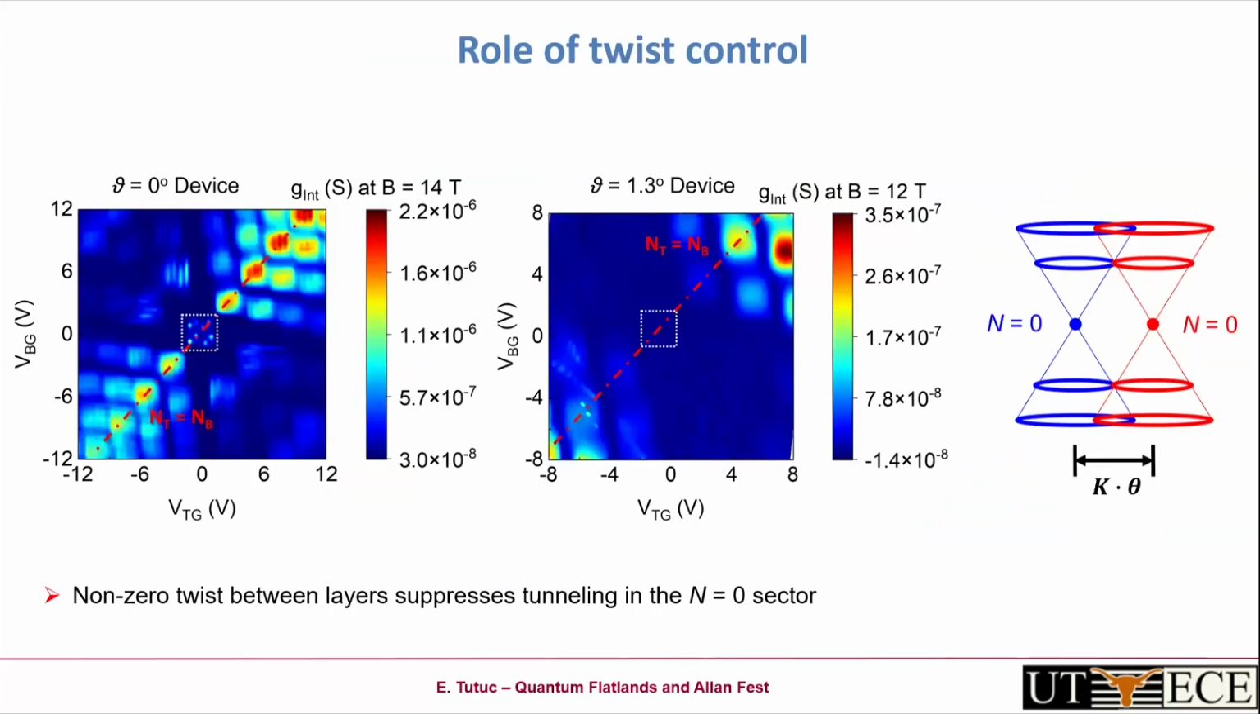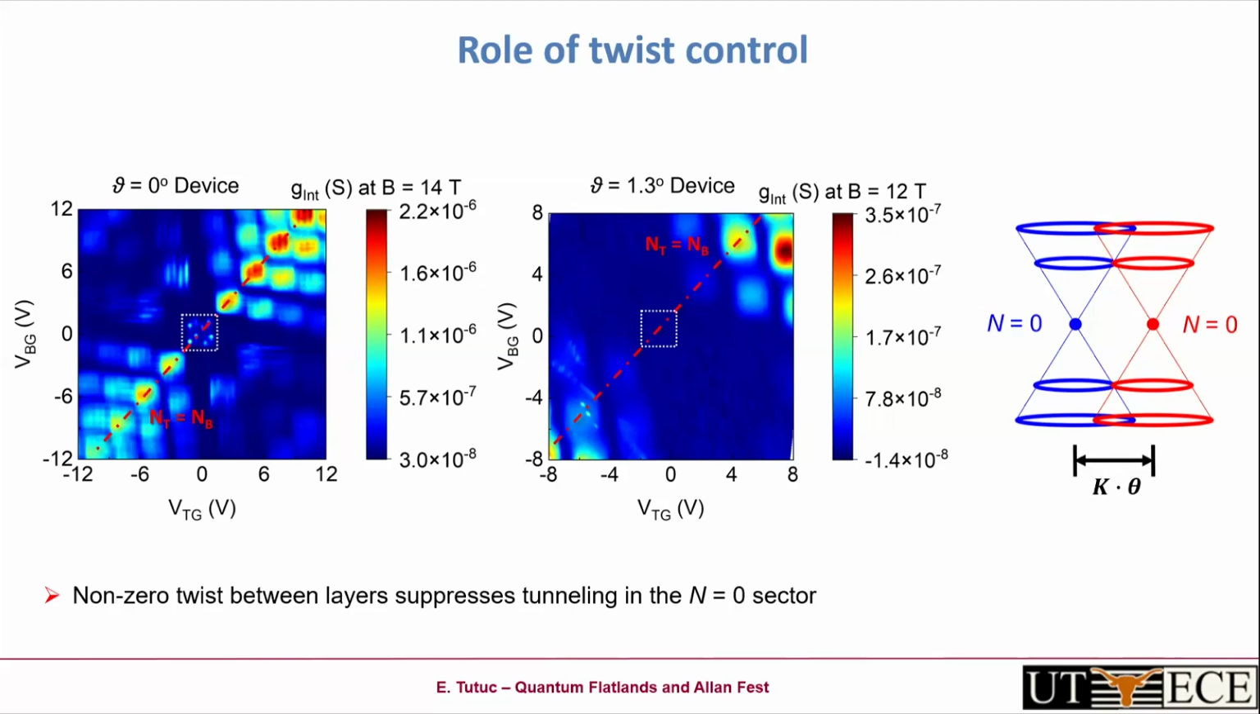So the message that I want to give is that if you want to see Josephson tunneling due to this pairing, single particle tunneling is necessary. And for single particle tunneling to be present, twist control is necessary. So how strict is the requirement? This is a 0 degree device. This is a 1.3 degree twist between the layers. You see here that the tunneling in the n equal to 0 sector is gone.